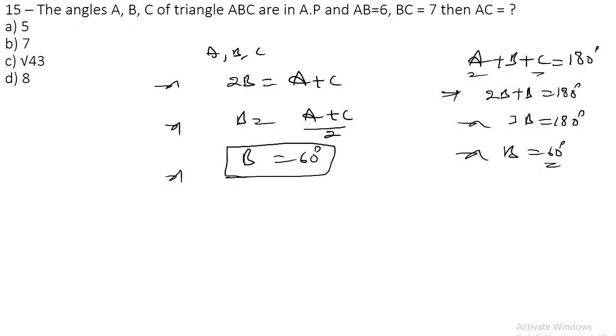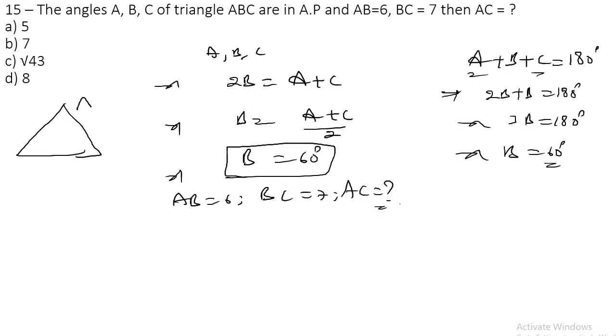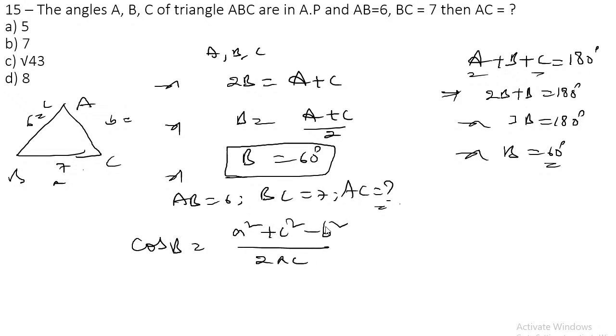And we are given AB is equal to 6, BC is equal to 7 and we need to find AC. So A, B and C. AB is 6, BC, this is A, this is B and this is C. So BC is 7 and we need to find AC. So we need to use the cosine formula. So cos B is equal to a square plus c square minus b square by 2ac.